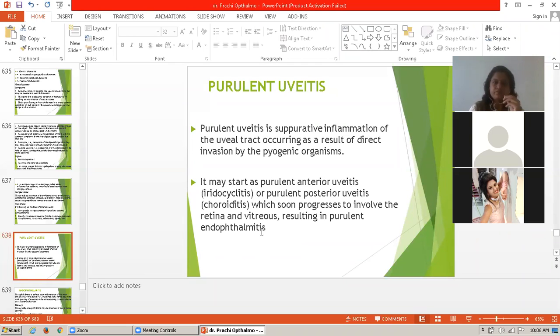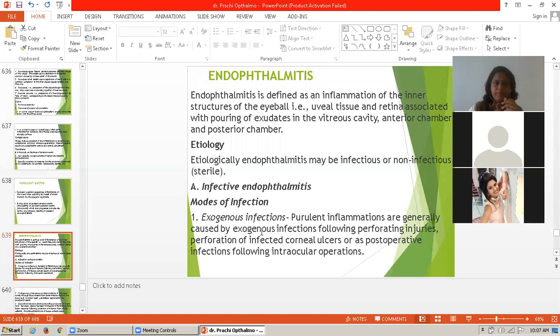So, firstly there is a purulent anterior uveitis or purulent posterior uveitis, that is iridocyclitis or choroiditis, which progresses and involves the retina and the vitreous. So, this results in purulent endophthalmitis. Okay. Then the next topic is endophthalmitis.